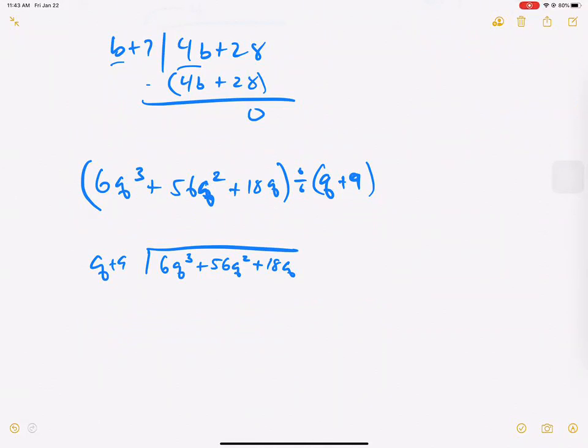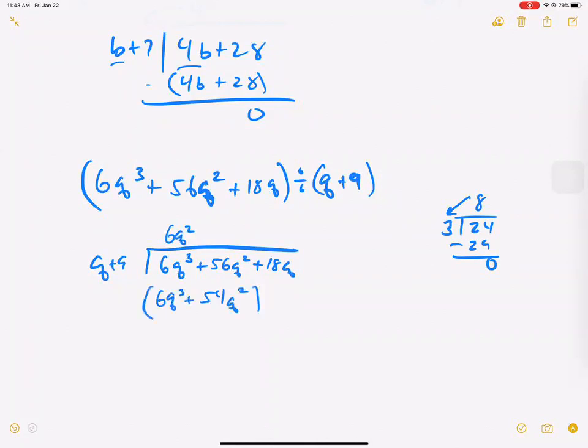We follow the steps of long division: match, multiply, subtract, just like what we did before. If you ever forget, do a long division, like 3 divided by 24. You match, you multiply, and then you subtract, right? All the same steps here. So let's match first. To get from q to 6q cubed, I need a 6q squared. Multiply down: 6q cubed, plus 6 times 9 is a huge number, that's 54q squared. We match, we multiply.